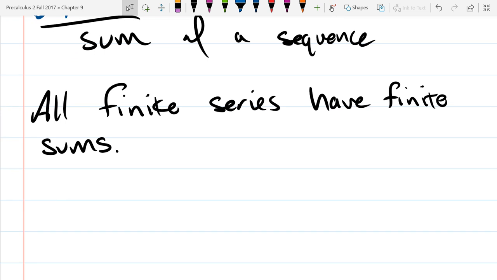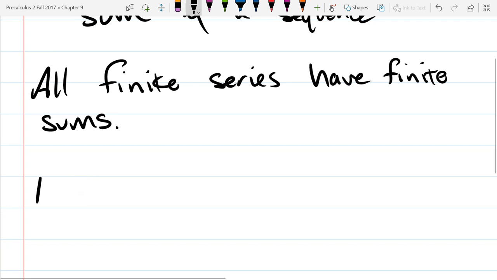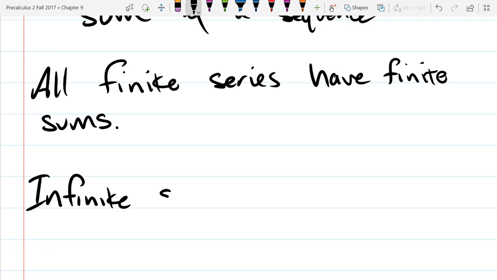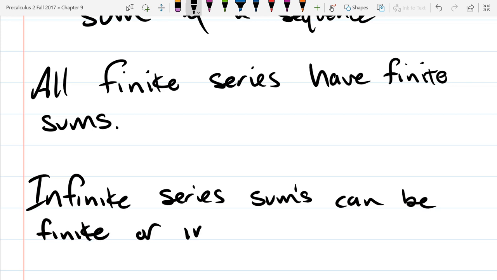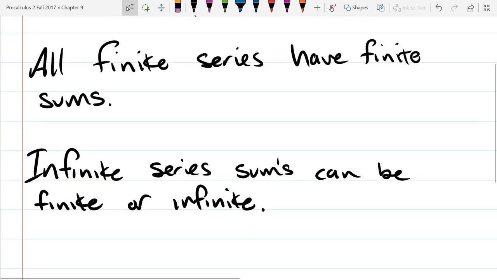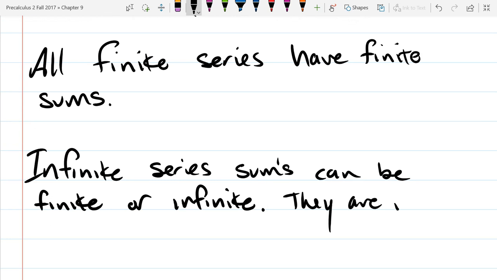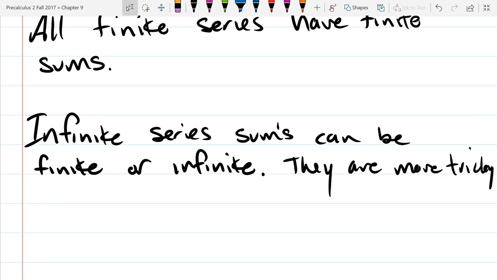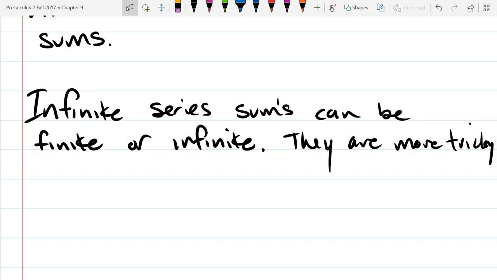When it comes to infinite series, some infinite series have infinite sums and some of them don't. So infinite series are a little more tricky. And you're going to look at infinite series again in calculus 2 if you're going that far. So let's start with some fun algebra.